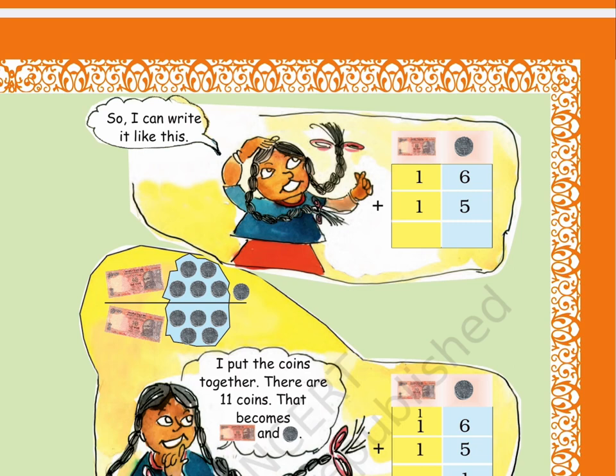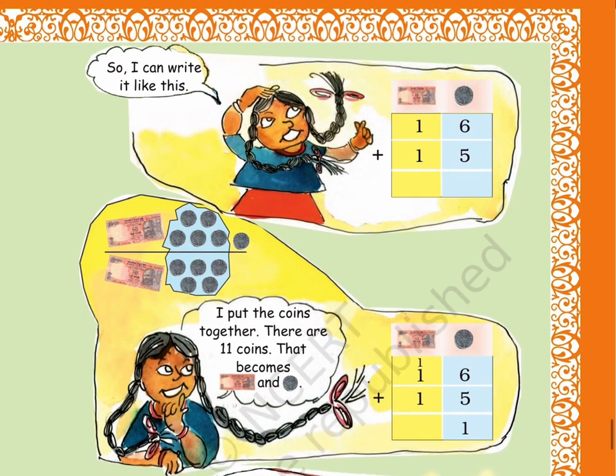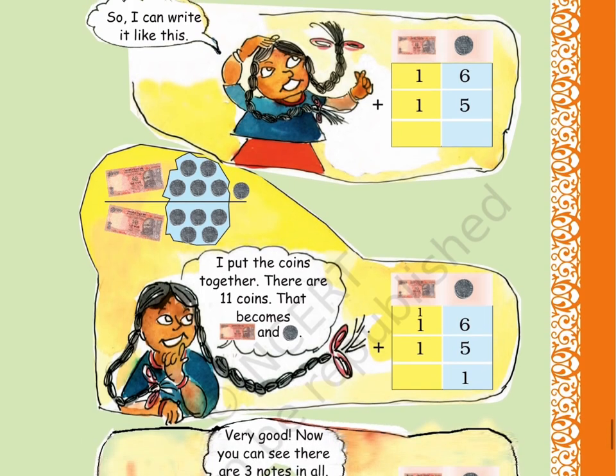The table has some numbers written. Let's read the table row-wise. Row 1, column 1, number 1. Column 2, number 6. Row 2, column 1, number 1, column 2, number 5, and there is a plus sign in front of 1. Row 3 has empty space in both columns for writing answers.